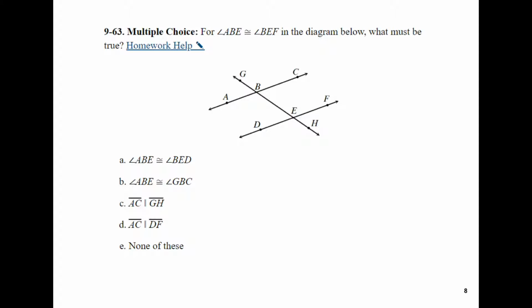9-63 is multiple choice. For angle ABE is congruent to BEF in the diagram below, what must be true? Well, in order for these two things to be congruent, line segment AC must be parallel to line segment DF, so D must be true. And then angle ABE must also be congruent to angle GBC, so B is also true.